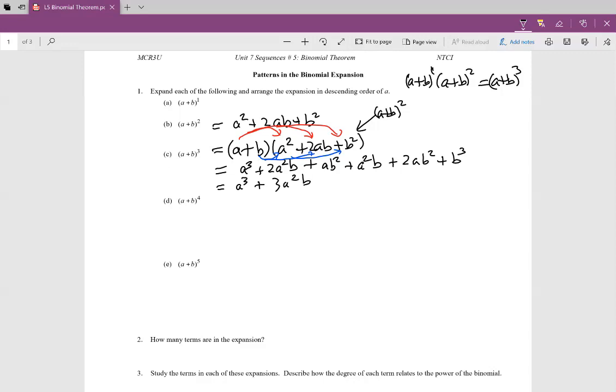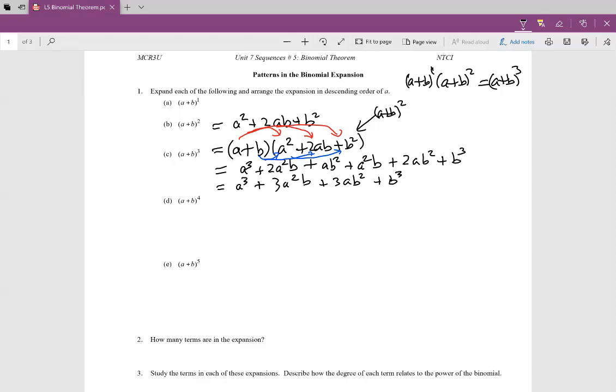The ab squared and the 2ab squared are also like terms. That's again 3ab squared. Notice when we collect like terms, we simply add or subtract the coefficients. And then finally we get b cubed. So there you have it: a cubed plus 3a squared b plus 3ab squared plus b cubed. And I'll be honest with you, most students do not memorize this.